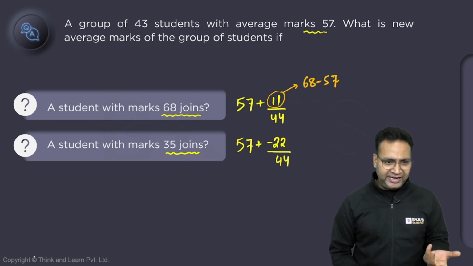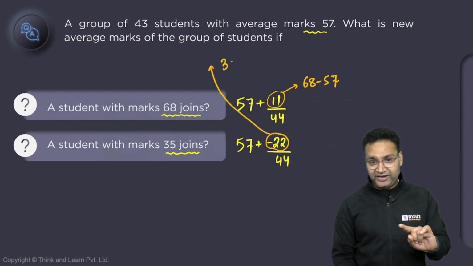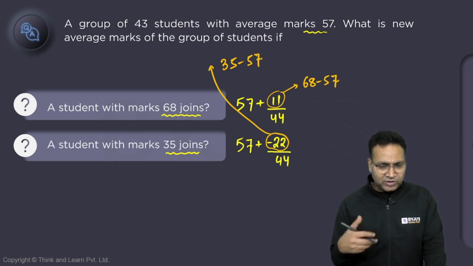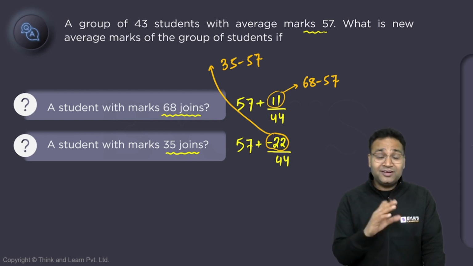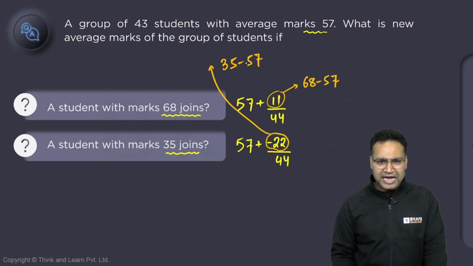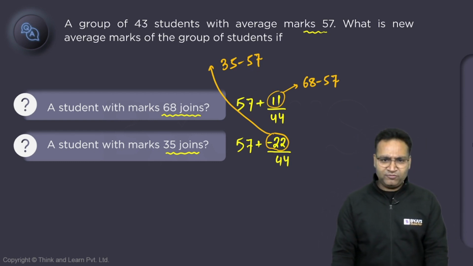If you're not finding this rich or poor kind of thought process comfortable, you can say why this is minus 22, because it is 35 minus 57. Are you getting my point? But gradually you have to train yourself so that this particular thing becomes very comfortable, right? I am erasing, okay, let it be. I'm not erasing it. Let's take it forward now.